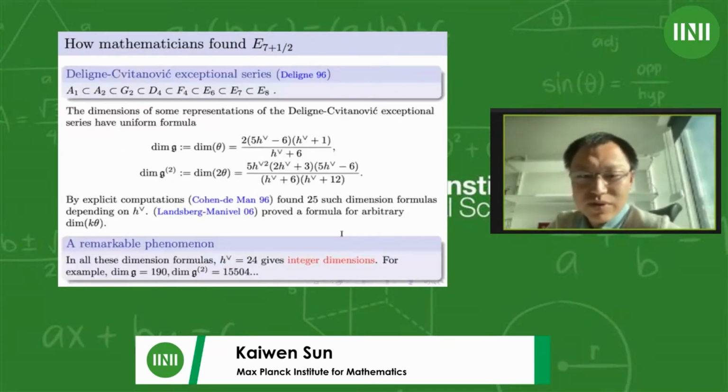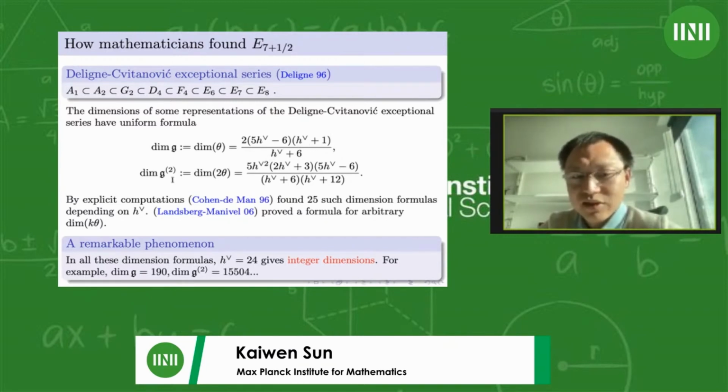So I also want to tell you how mathematicians found this E7.5. This work goes back to Deligne's work in 1996, where he found that this series of very special simple Lie algebras have some remarkable properties in representation theory, among which one property is that the dimensions of some representations of these simple Lie algebras have uniform formulas. That means that, for example, dimensions can be expressed as a rational function of the dual Coxeter number.